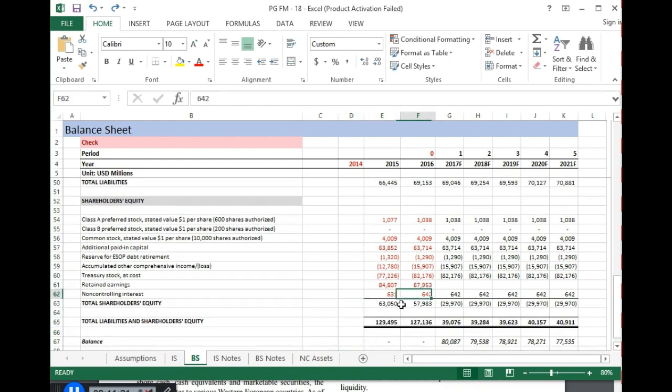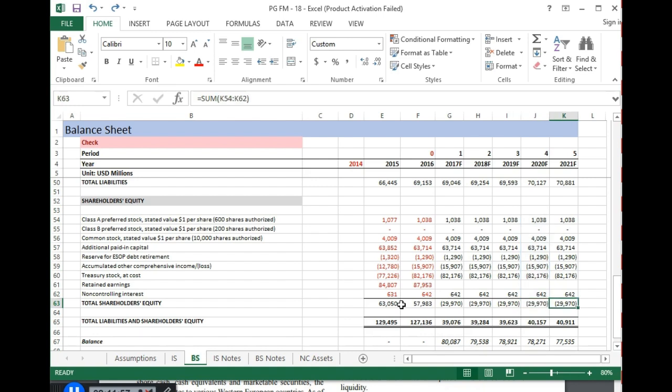Non-controlling interest. Retained earnings also depend on dividends. So until and unless you have dividends forecast, you cannot forecast your retained earnings. So non-controlling interest, just as we had kept it constant in P&L, we have taken it as constant here as well.